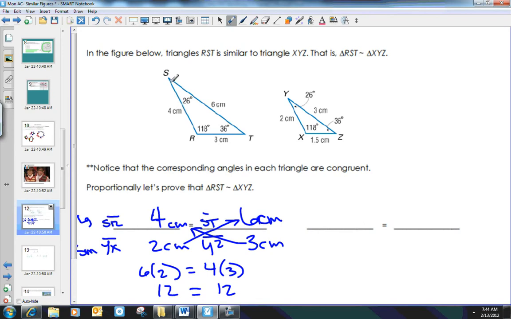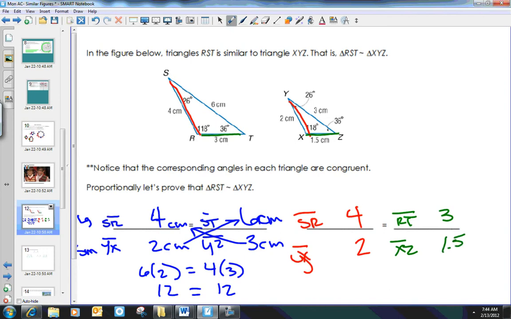So let's do, once again, SR and YX. So SR, once again, is 4. YX, once again, was 2. And now let's choose our other two sides. We have RT for the large triangle, which is worth 3, and XZ for the smaller triangle is worth 1.5.